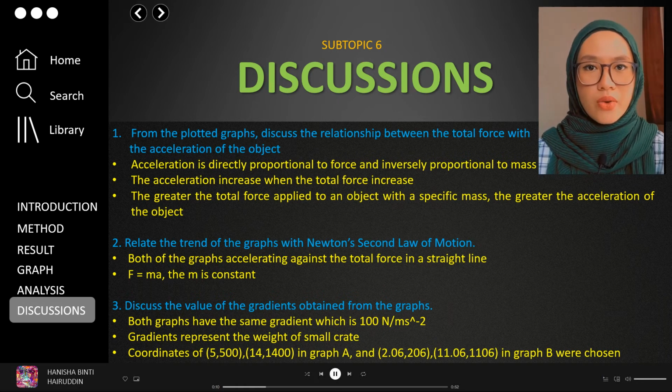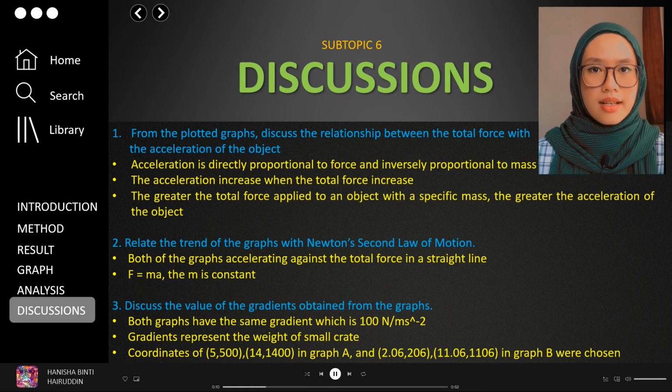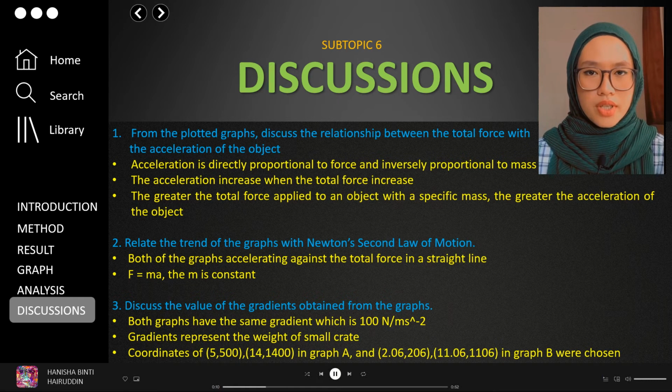Next, we go to the second question. Relate the trend of the graphs with Newton's second law of motion. The trend of the plotted graphs is that both graphs show acceleration against the total force in a straight line. Newton's second law of motion states that force is equal to mass times acceleration, at a constant mass. Obviously, the trend in both graphs obeys Newton's second law of motion.